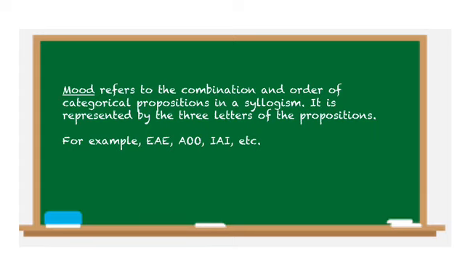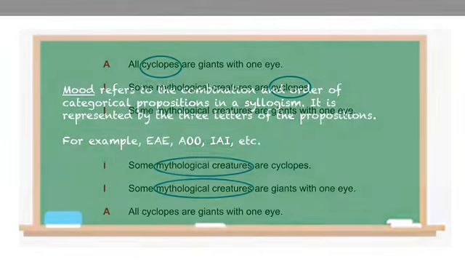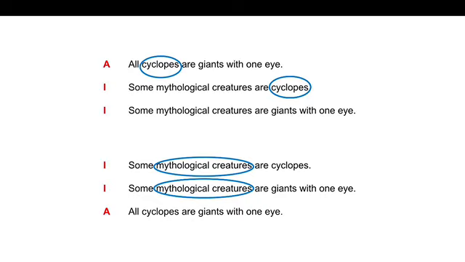Now, when we label propositions like that, we're referring to something called mood. And this is a very important term for us. Mood refers to the combination and order of categorical propositions in a syllogism. It is represented by the three letters of the propositions. So you could have a syllogism that's an EAE, AOO, IAI, whatever. But labeling the three propositions and putting them in the order of the syllogism, that's called the mood.